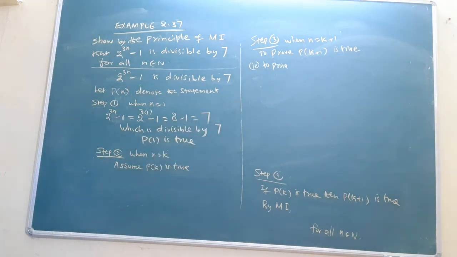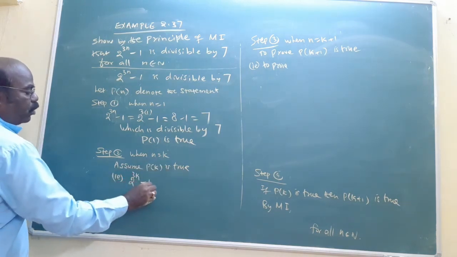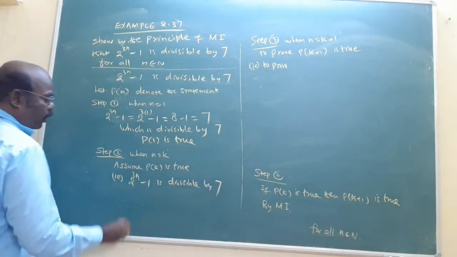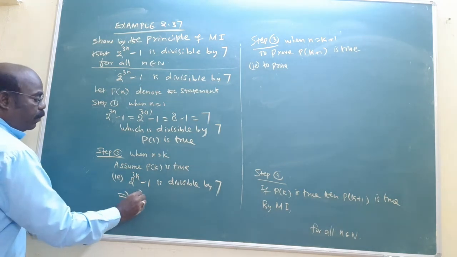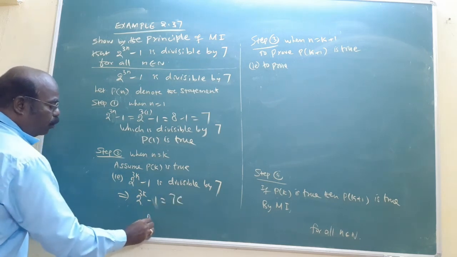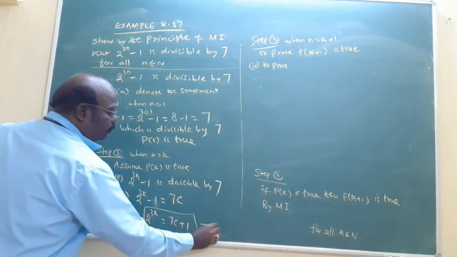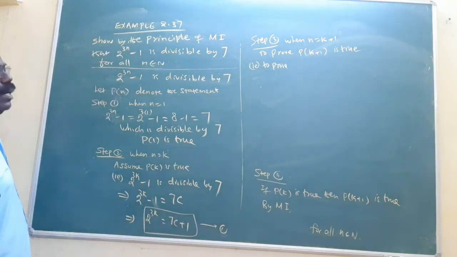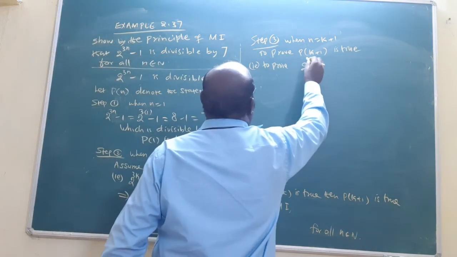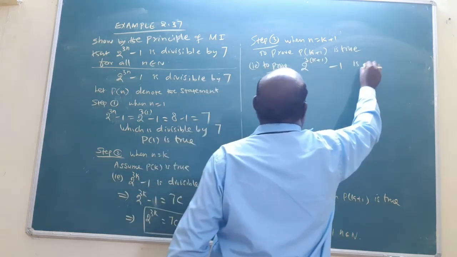Now n equal to k, assume P of k is true. That is, 2 power 3k minus 1 is divisible by 7. Now what I told you? Divisible by 7 means multiple of 7. So 2 power 3k equal to 7c plus 1. This is 1. Now to prove P of k plus 1 is true, that is, to prove that 2 power 3 into k plus 1 minus 1 is divisible by 7.